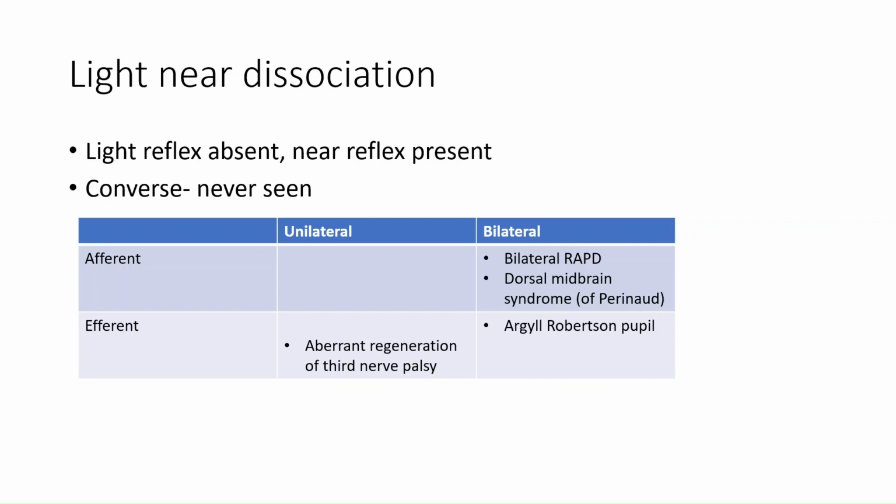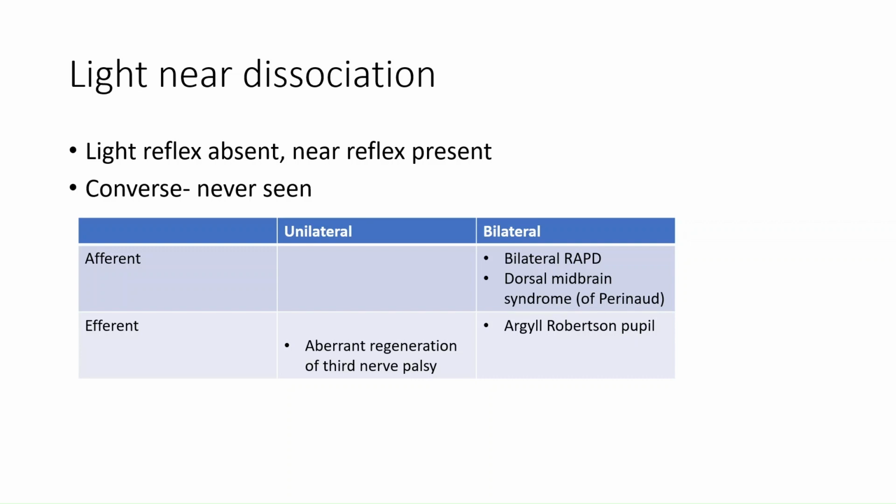Convergence retraction nystagmus. Here there is an excessive convergence due to loss of inhibitory signals to the third nerve. Excessive convergence associated with the retraction of the eyeballs due to simultaneous contraction of the superior rectus and the inferior rectus, along with a downbeat nystagmus. And then finally there is a light near dissociation.